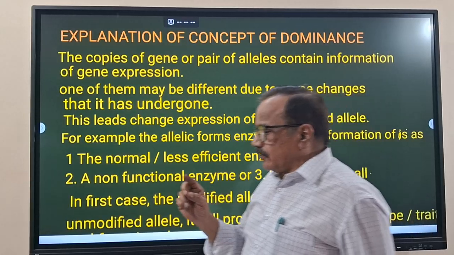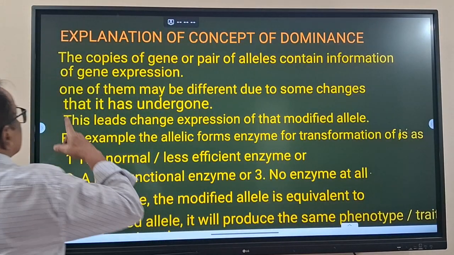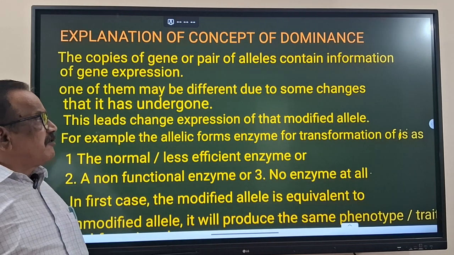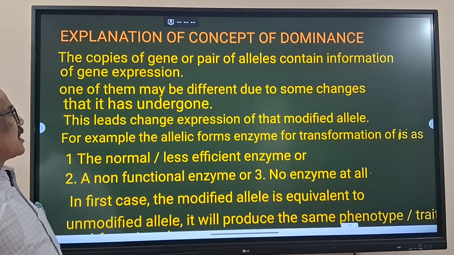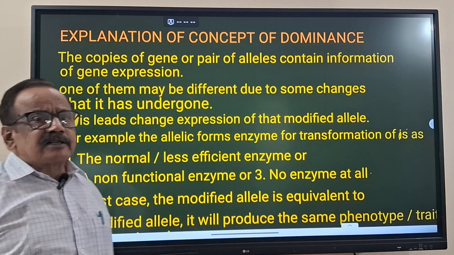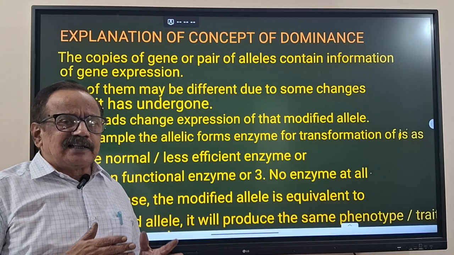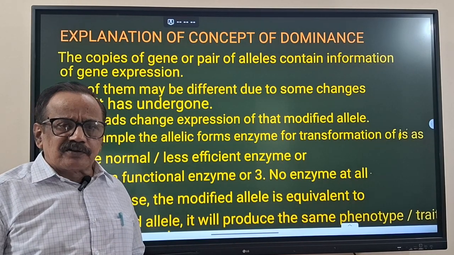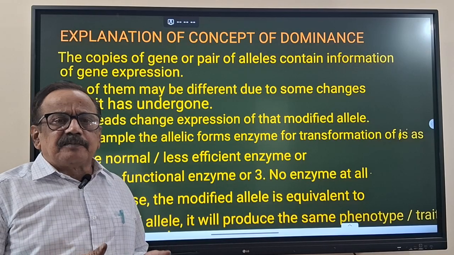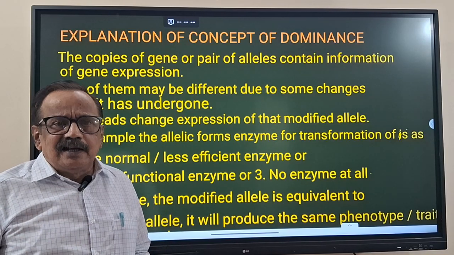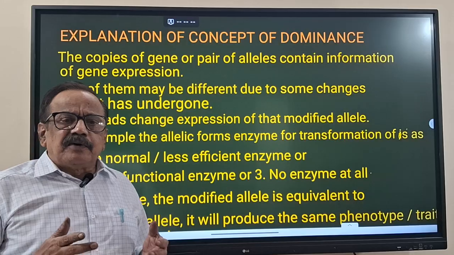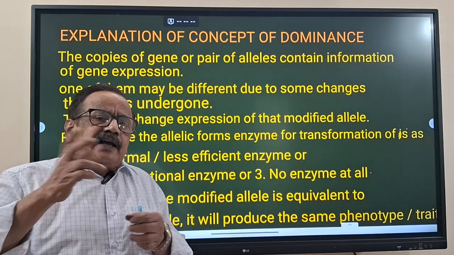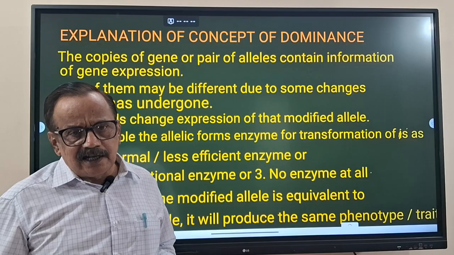Now, whenever we are seeing this, the copies of a gene or a pair of alleles contain information for gene expression. Any expression will be followed by the gene only. Genes will be in pairs in diploid organisms, and in a diploid organism the pair is also called alleles. Both alleles together express the character. It may be a homozygous or heterozygous condition.